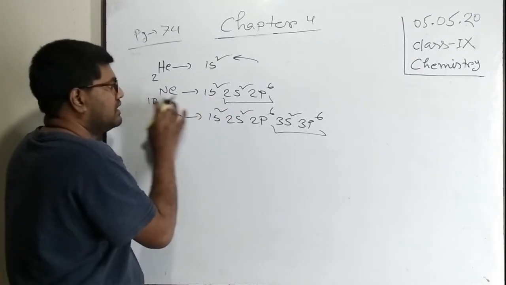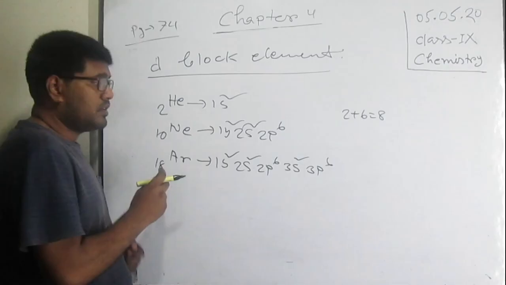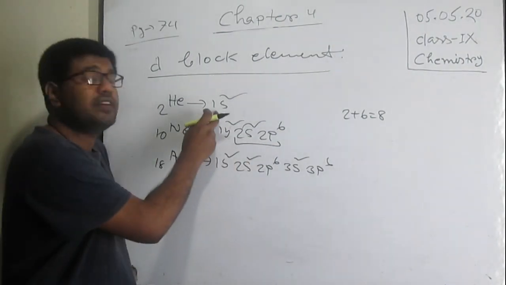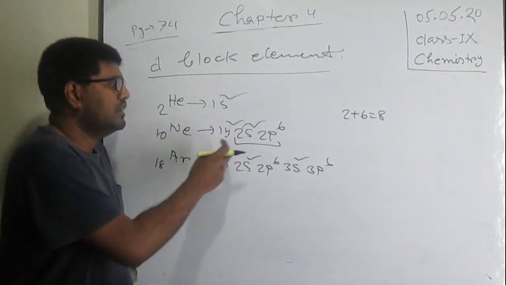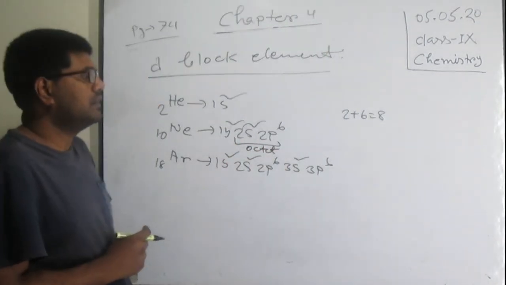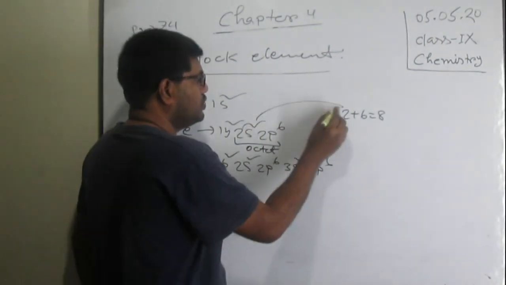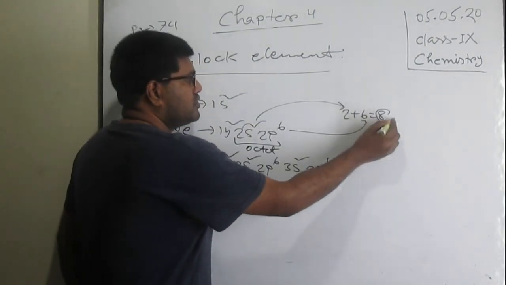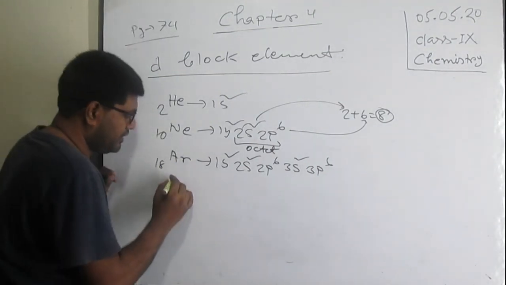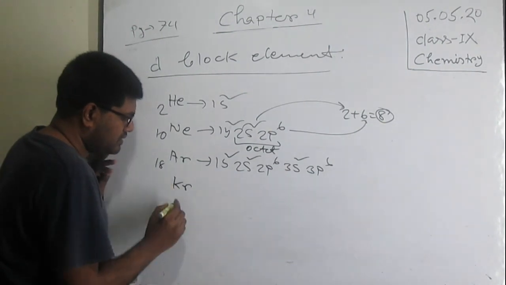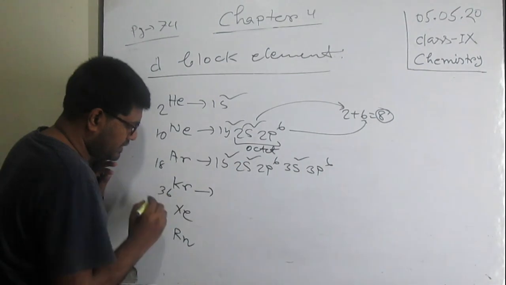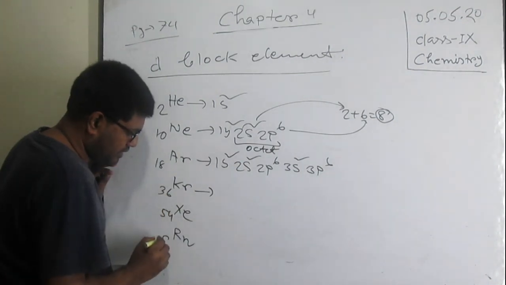Octet means, in the case of neon, the second shell. In the case of helium, the duet is filled up, and in the case of neon, the octet is filled up. Why? Because these 2 plus these 6, in total 8 electrons, are in its outermost energy level. Similarly, helium, neon, argon, krypton, that means Kr, xenon, Xe, then Rn, radon. Their atomic numbers are 36, 54, and 86.